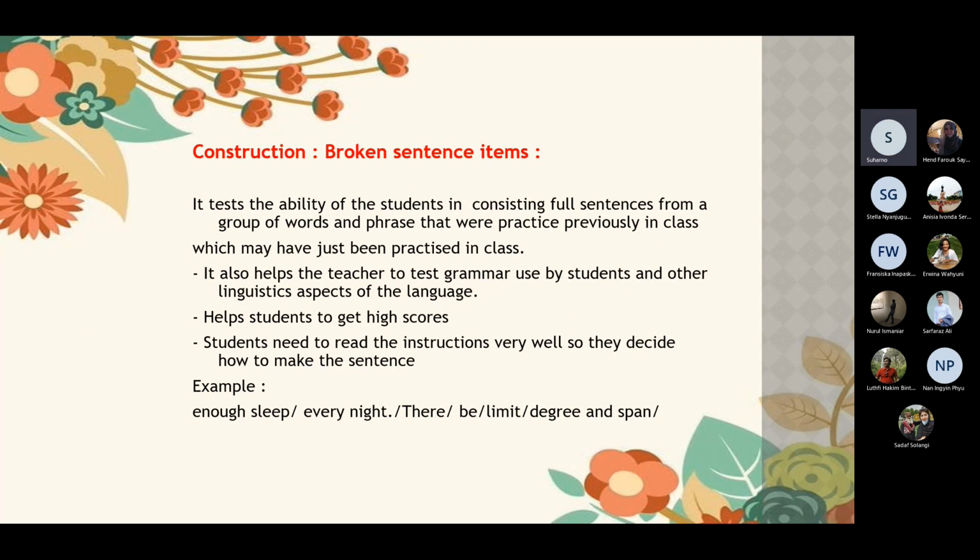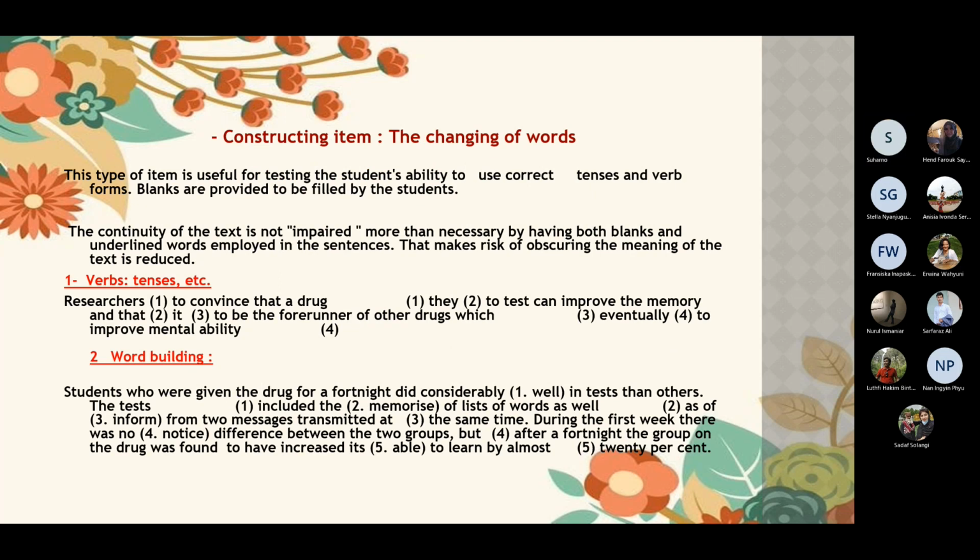Also constructing items involving changing of words, of similar difficulty, I suppose. So you have to know, for example, that the researchers are convinced that a drug they are testing can improve the memory, and that it would be the forerunner, meaning pelopor, pendahulu, of other drugs, which eventually improve mental ability, something like that.